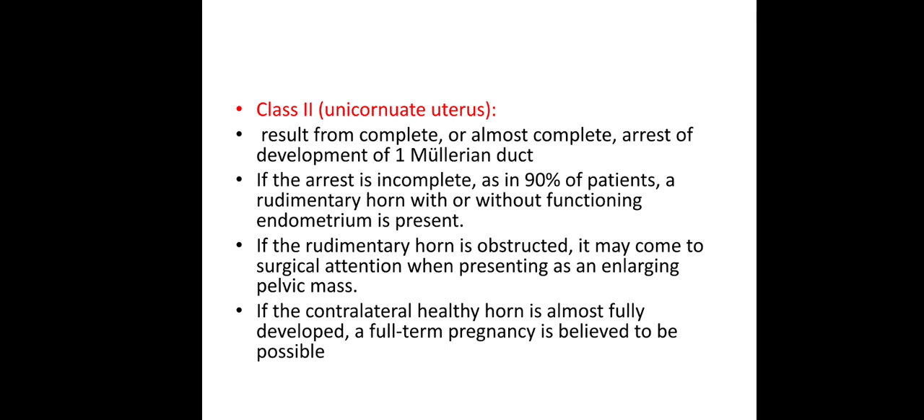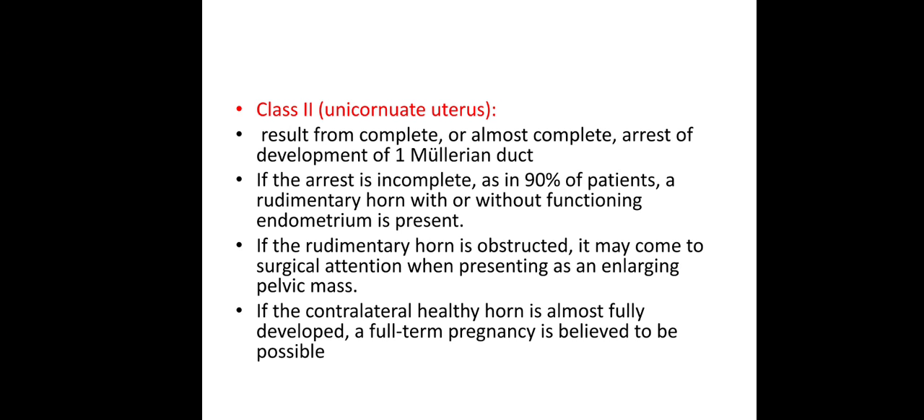You get a unicornate uterus, that's one functioning horn, which is well developed, one half, and the other half is undeveloped or very poorly developed. So that will present as a rudimentary horn. Now the rudimentary horn sometimes can have endometrium in it. If it has endometrium and it bleeds, and there is no communication to the existing normal horn, then it can form a hematometra, and it can present as cyclical abdominal pain and an enlarging pelvic mass.